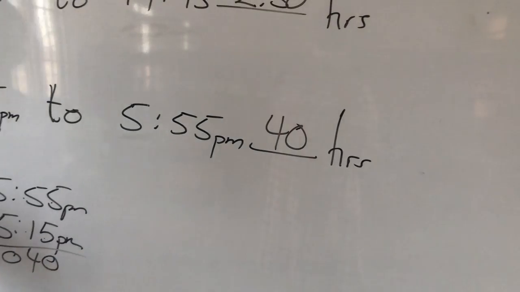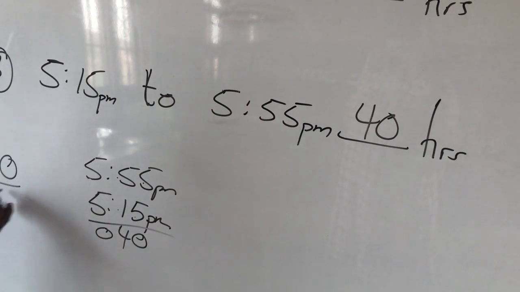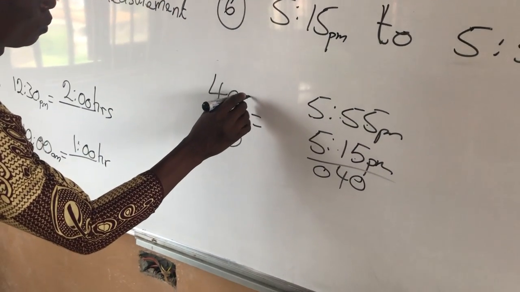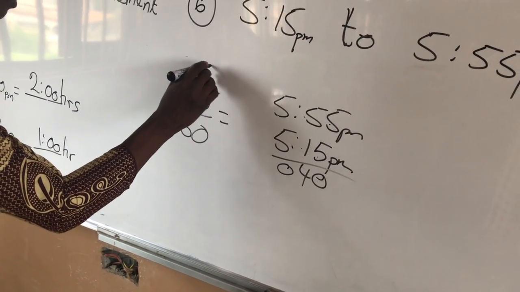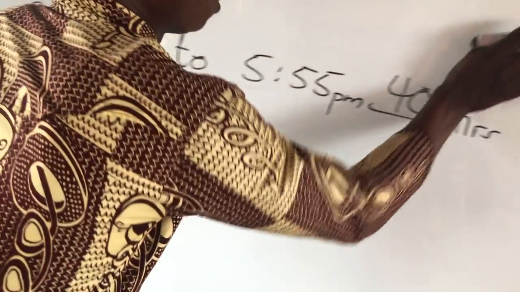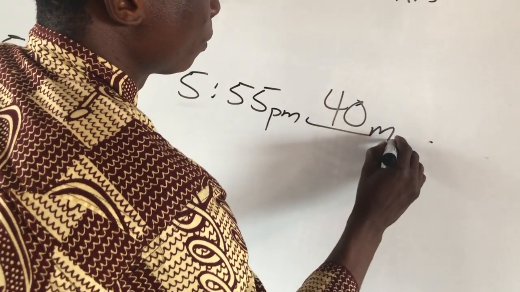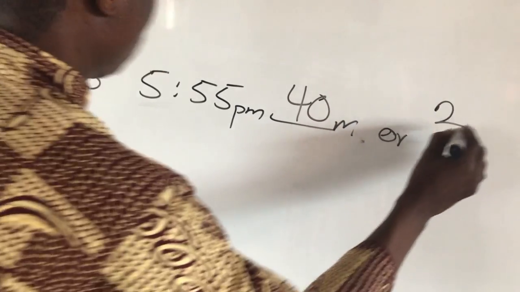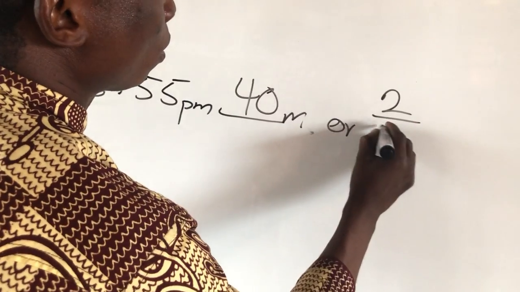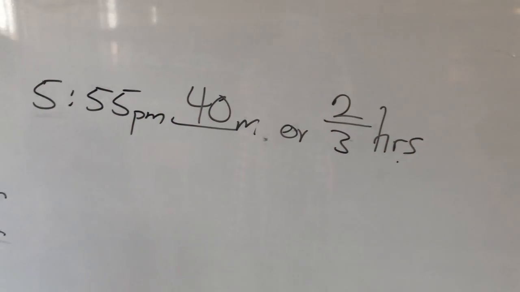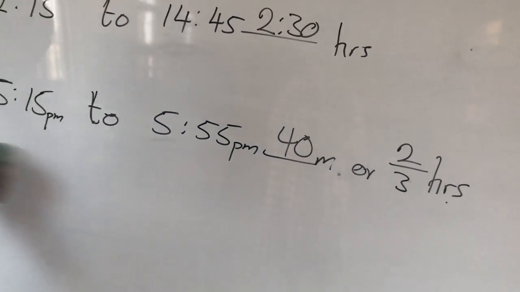The 40 minutes is sometimes 40 over 60, which is the same as 2 over 3 hours. All right, don't forget, keep learning.